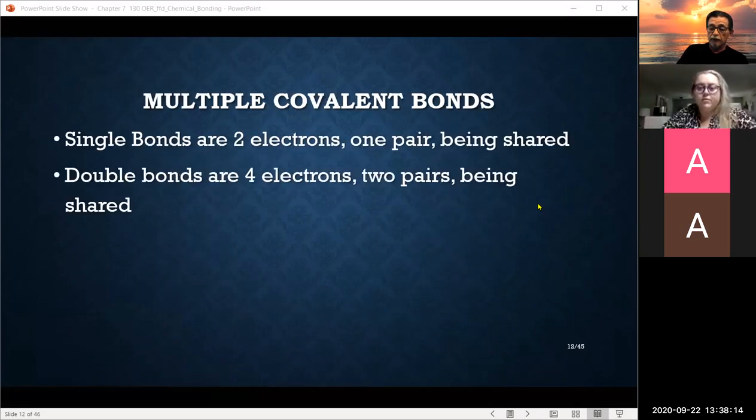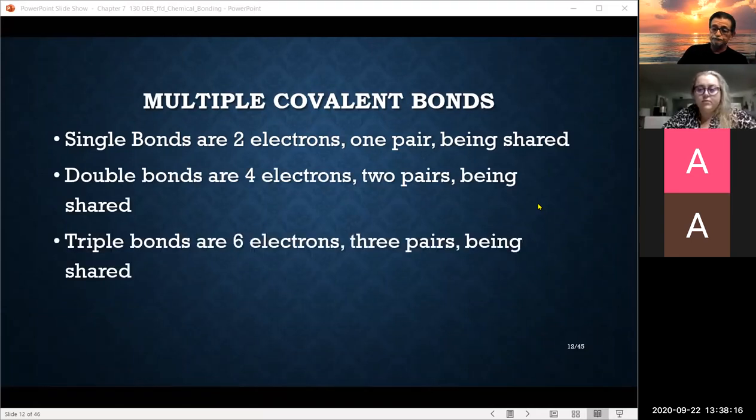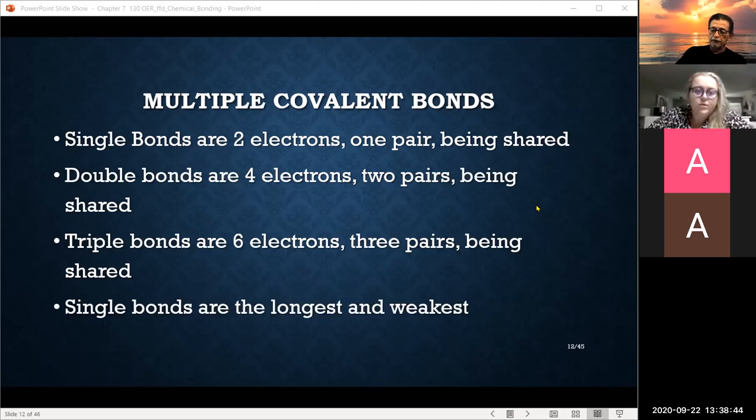Okay, so single bonds are 2 electrons, double bonds 4 electrons, and triple bonds have a total of 6 electrons. Okay, so that line that I demonstrated earlier, we call that a pair of electrons. So single bond is 1 pair, double bond would be 2 pairs, and the triple bond would be 3 pairs of electrons that are being shared. Every pair having 2 electrons, okay?